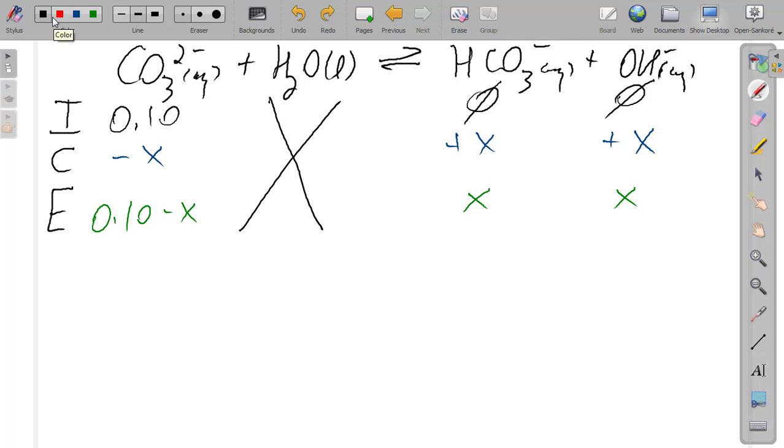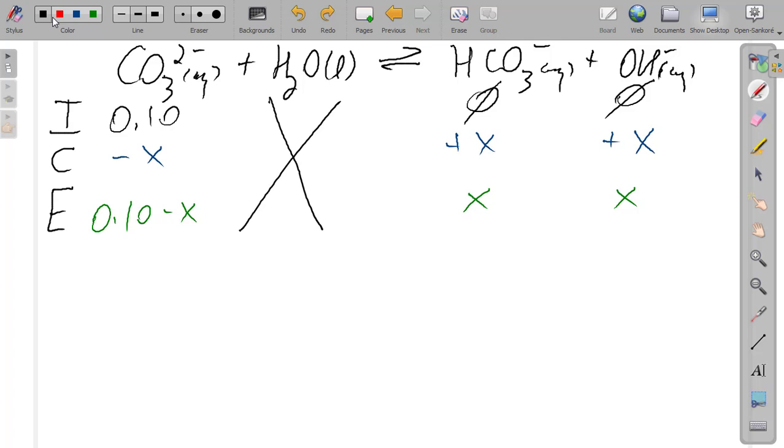So filling in. Oh, no, wait a minute. Look at the problem again. It said, because we generated hydroxide, we need a Kb. Let me check the problem again. Be sure I had a Kb before I progress any further. Oh no, we were given a Ka.